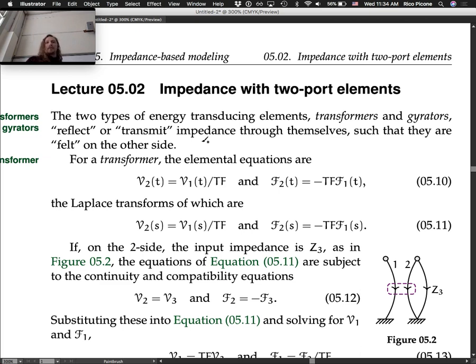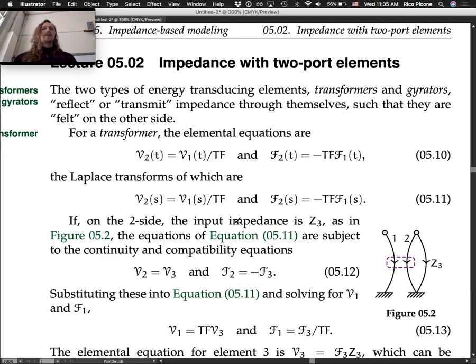We'll derive it thoroughly for the transformer. For a transformer, the elemental equations are that the cross variable on side 2 is equal to the cross variable on side 1 divided by the transformer ratio, TF, which is just a constant, right? It could be like the motor constant, for instance. And the through variable on side 2 is equal to negative TF times the through variable on side 1. That could be like the force or the torque and the current for a motor. The Laplace transforms are just the same expressions except they're of S. Because there's no derivative, we don't have any explicit S's pop up.